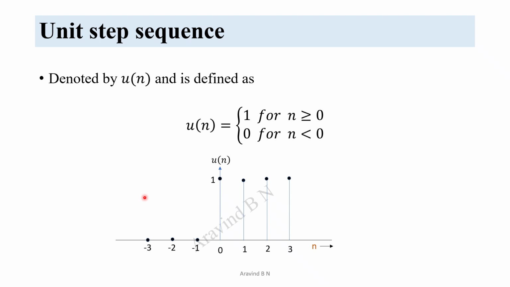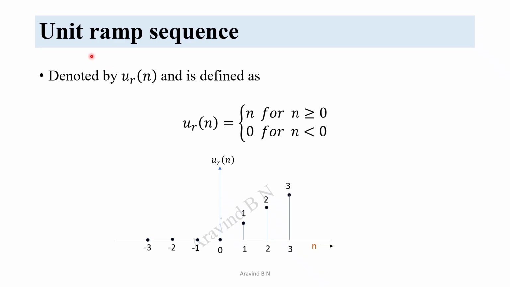Now the unit step sequence, denoted by u of n, and it is given by u of n equal to 1 for n greater than or equal to 0, and 0 for n less than 0. That means from 0 onwards, on the positive side, the amplitude is 1, and towards negative values, starting from -1 up to any negative value, its value is 0. That is what is shown here. From 0, 1, 2, 3 on the positive side, the amplitude is 1, and at -1, -2 towards the negative side, the value is 0. This is called the unit step sequence.